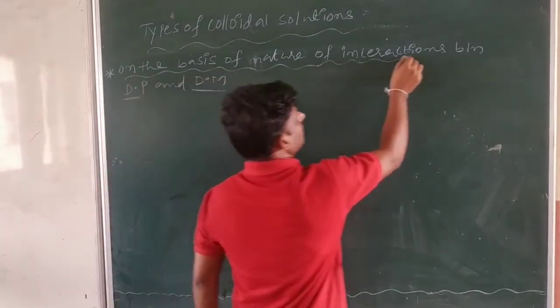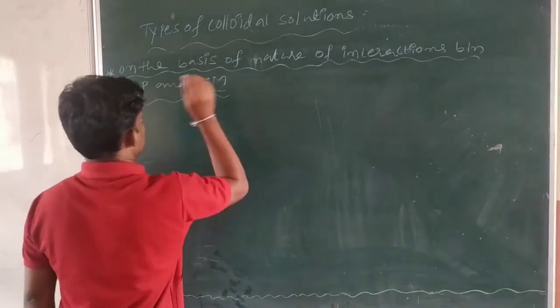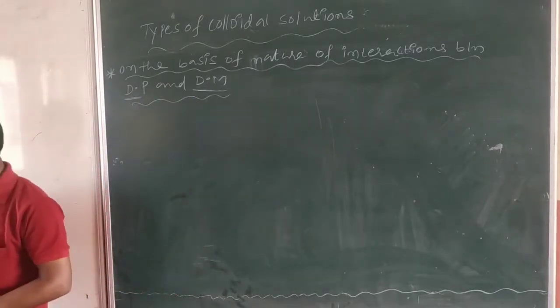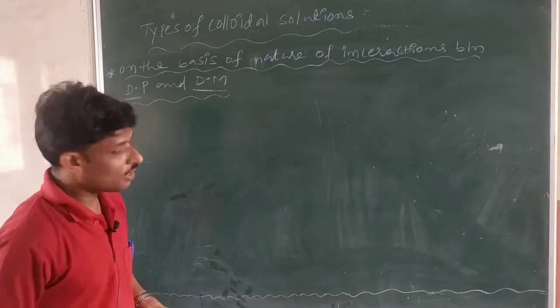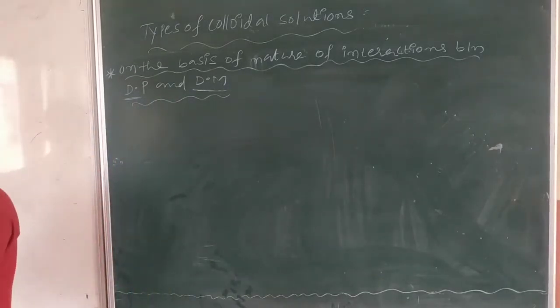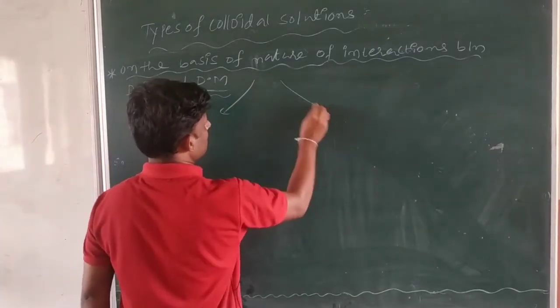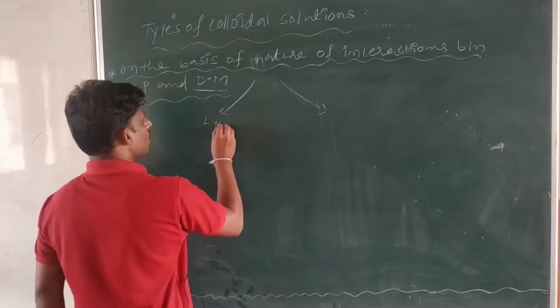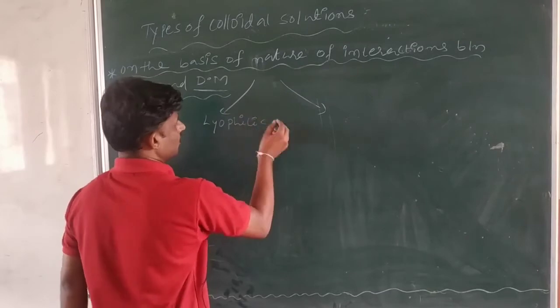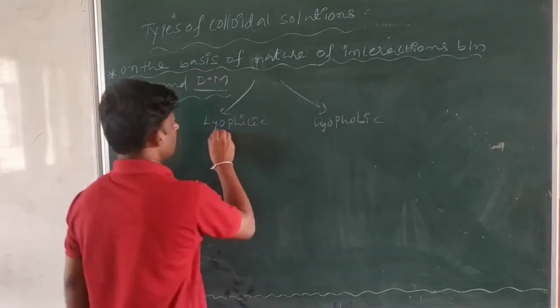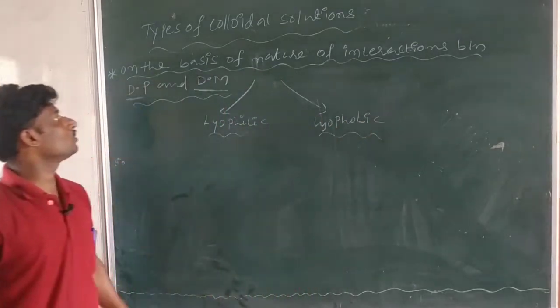See beta, on this basis, these are divided into 2 categories. One is lyophilic, the second one is lyophobic. First one is what, sir? Lyophilic. Second one is lyophobic. We'll see about these things. These are the 2 types: lyophilic and lyophobic.